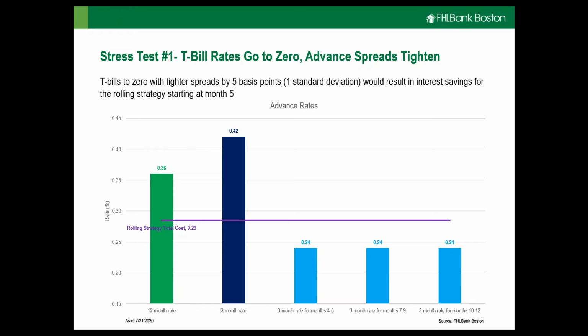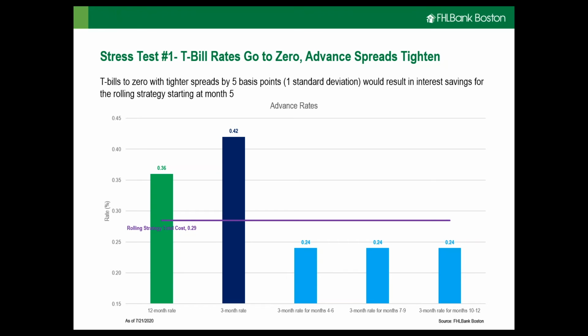So here in stress test number 1, we assume that after taking the advance on day 1, either the 1-year borrowing or the first of the 3-month block, T-bill rates, which drive where short-term classic rates are priced, go to 0%. And on top of that, advance spreads versus treasuries also tighten by 5 basis points. In this scenario, the 3-month classic rate would go down to 24 basis points.